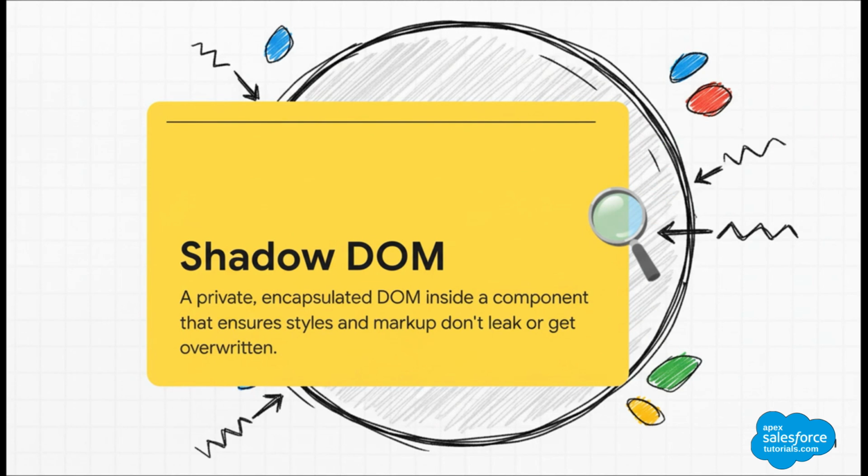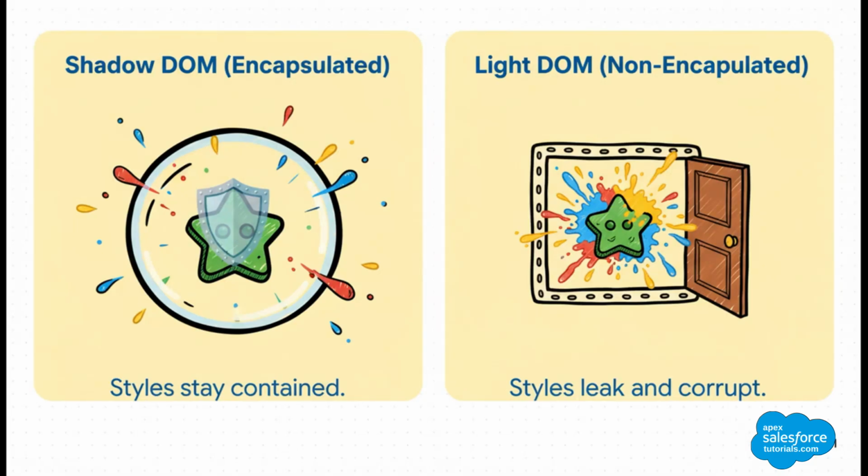Now, the most crucial thing to understand about the Shadow DOM is one word: encapsulation. It basically creates a protective bubble around your component. This means the styles you write for your component won't accidentally mess up the rest of the page. And, just as important, the page's styles can't break your component. And this comparison really shows why LWC chose Shadow DOM as the default. It's all about building components that are robust, predictable, and totally self-contained. Your custom button is always going to look like your custom button, no matter where you put it on the page.